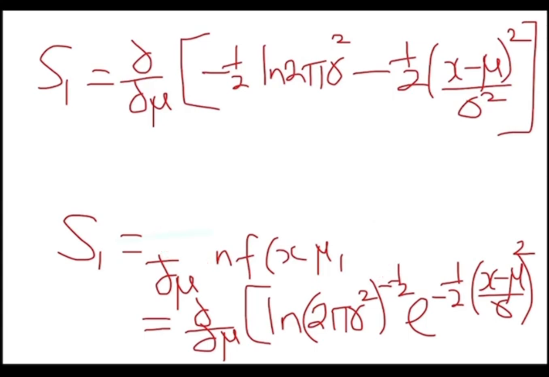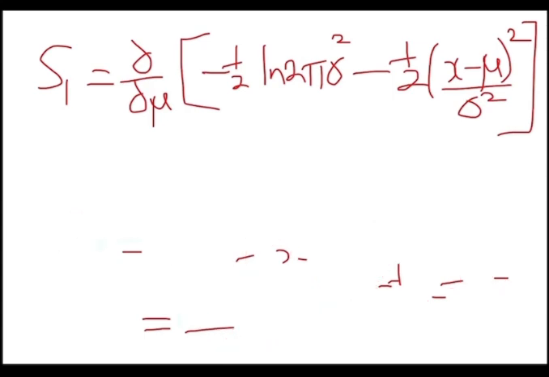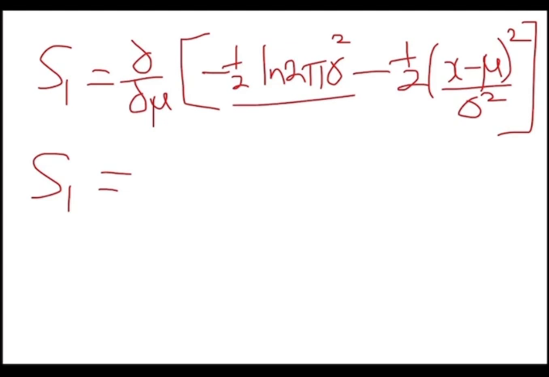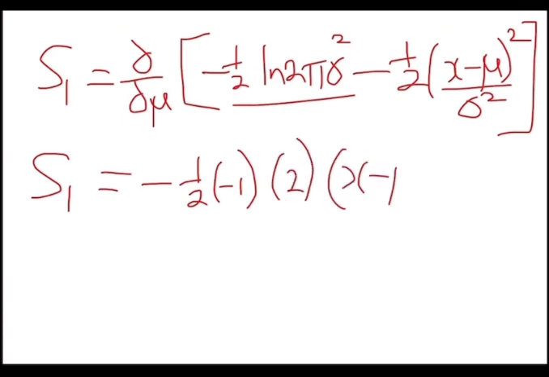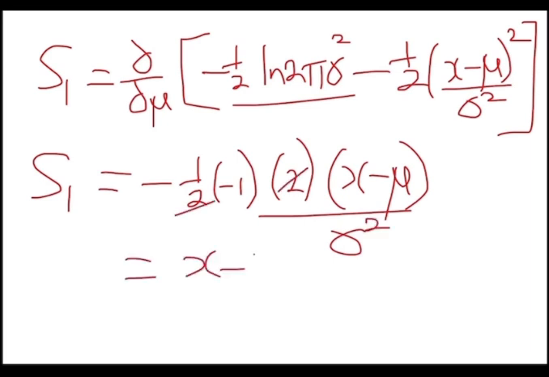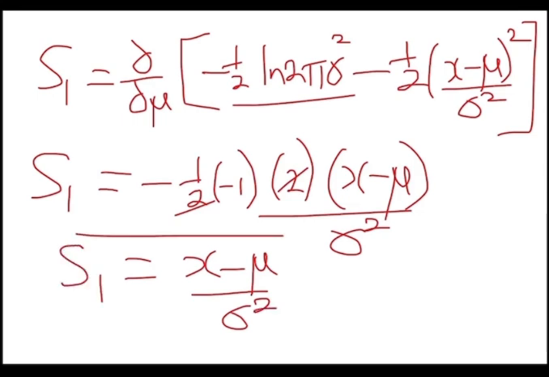Now, when I have this, I want to differentiate with respect to mu. Differentiating with respect to mu, this is a constant, right? So here I get negative 1 over 2 times 2, x minus mu, divided by sigma squared. So that cancels that. The score function is actually this. This is the score function for parameter mu.